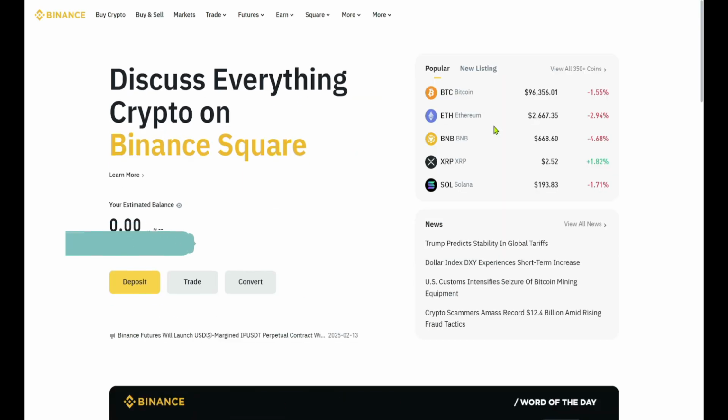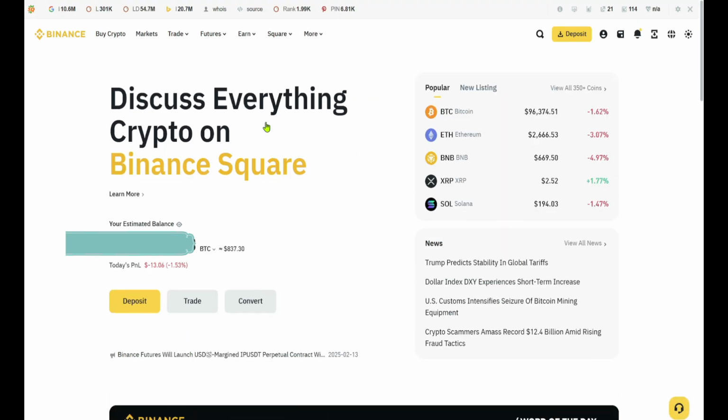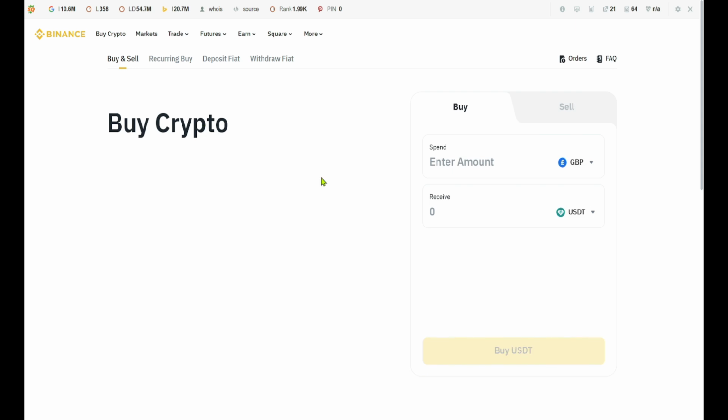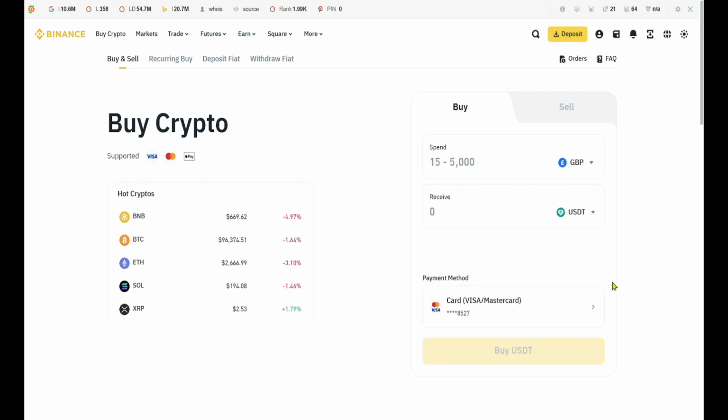So the first thing is you just come to Binance, you log in to your account if you have one. So you can see here, and then you go to buy crypto, and here you can buy it. Okay, and here should be your method of payment, for example using the card or anyway. So I have the card, everything here. I just put GBP, means the pounds, British pounds.